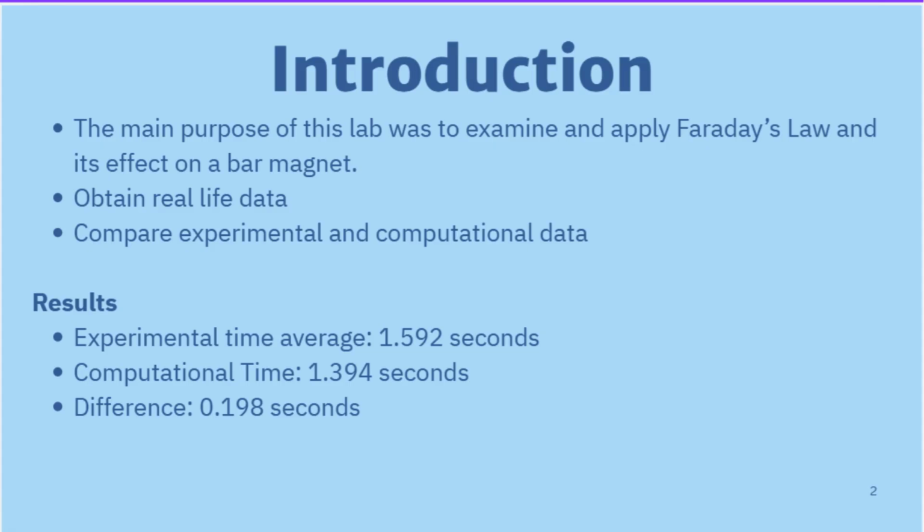The main purpose of this lab was to examine and apply Faraday's Law and its effect on a bar magnet. We obtained real-life data and compared that data to a computational model. The results of my experiment were that the experimental time average was 1.592 seconds, the computational time was 1.394 seconds, with a difference of 0.198 seconds.